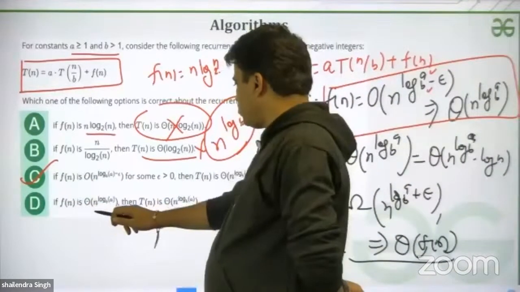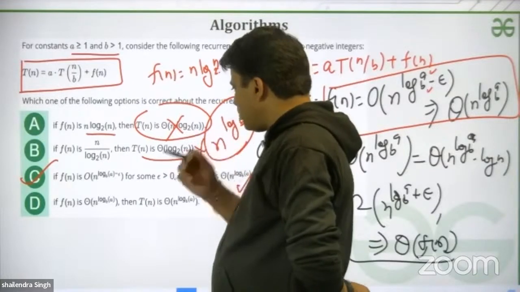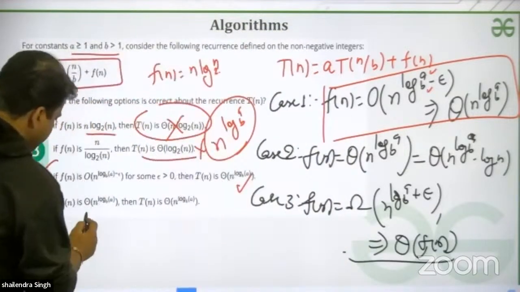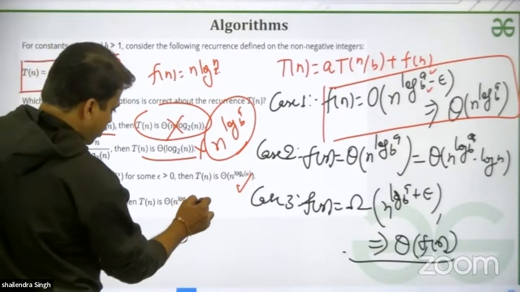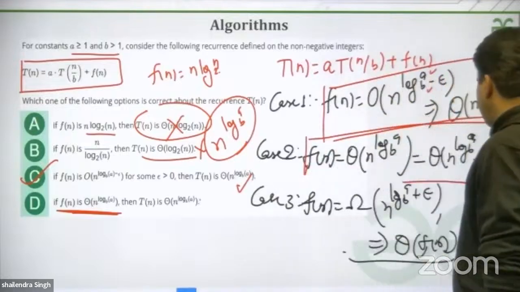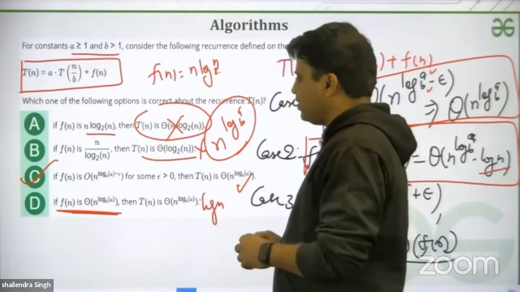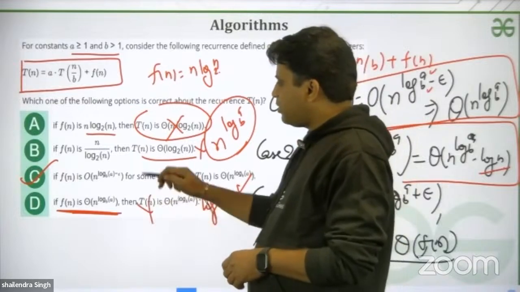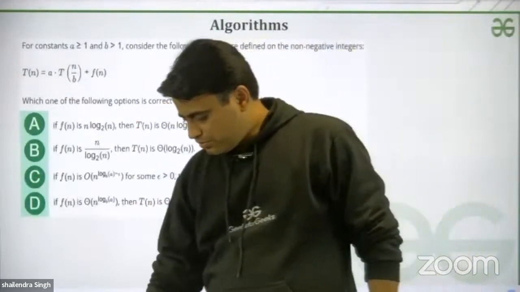Now D part: f(n) equals n to the power log a base b, then T(n) equals log. No, my dear, this is tightly bound. If this is tightly bound, then the answer should also contain log n. This is case 2, multiplied by log n, but here log n is missing. If log n were here, then this one would also be true. So these are all wrong answers, the right answer is C. Okay, now come to the next question.